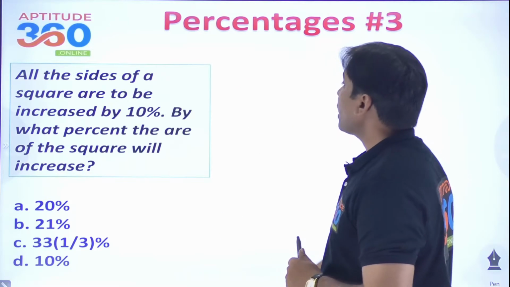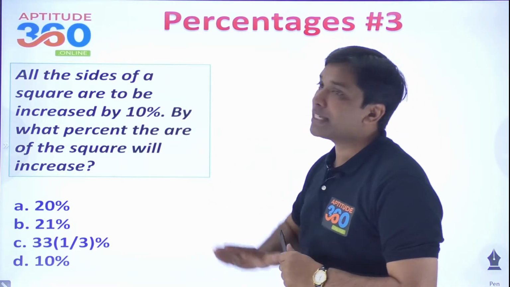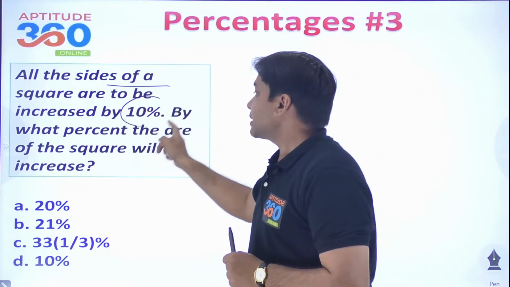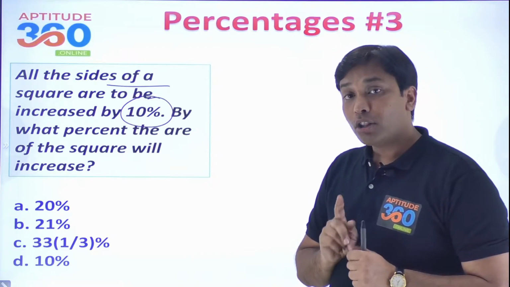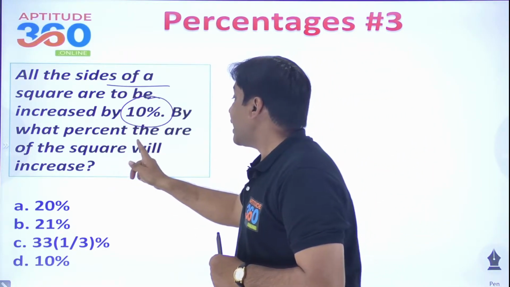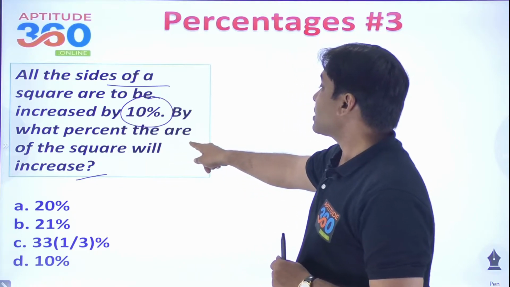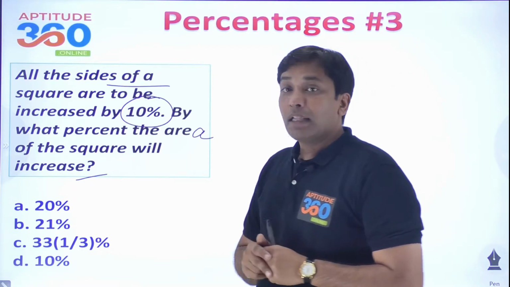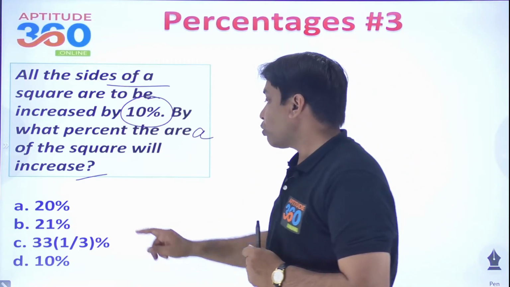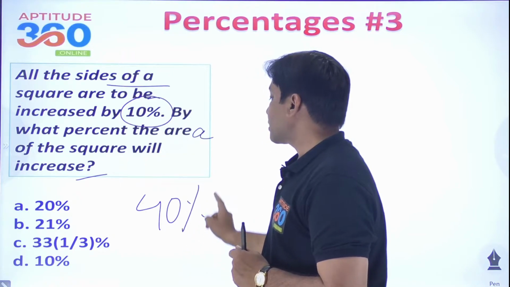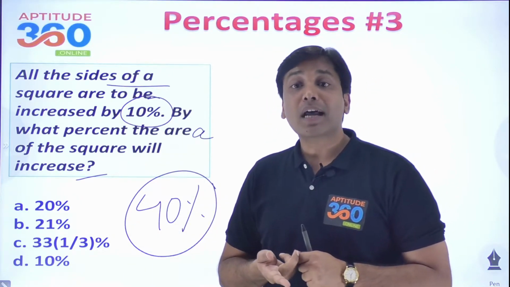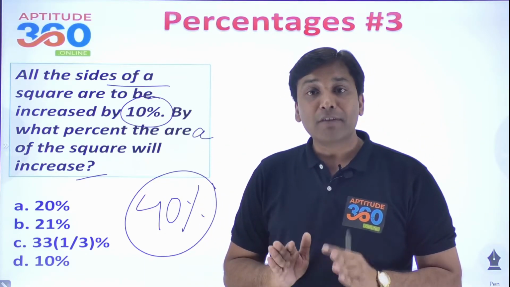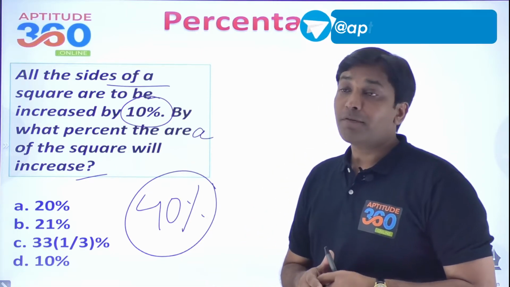Now if you understand this, I have got a very simple problem that says all the sides of a square are increasing by 10%. By what percent will the area of the square increase? This is the problem where a lot of people will get confused and find the answer as 40%. They will say every side is increasing by 10%, there are 4 sides of the square, so the entire area should be increasing by 40%. No, it is not going to increase by 40%.